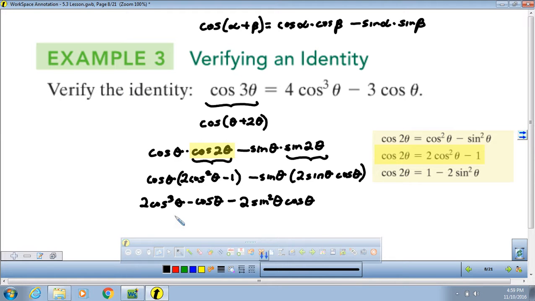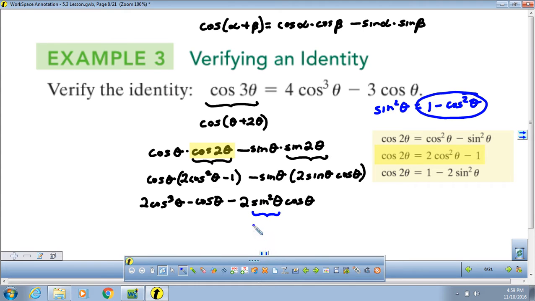What else can we do? Remember that the expression on the right side has only cosines. So what formula can I use to rewrite this sine square into just cosine? We have a formula for that. Remember that if we modify the original sine square plus cosine square equals 1, sine square is equal to 1 minus cosine square, right? So I can rewrite the sine square into this using the Pythagorean identity.